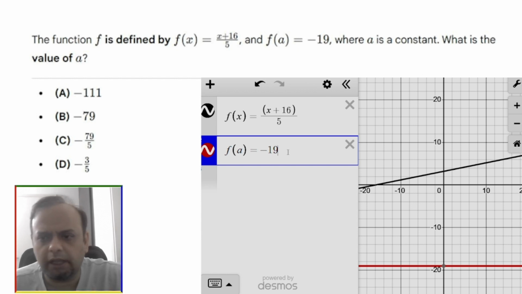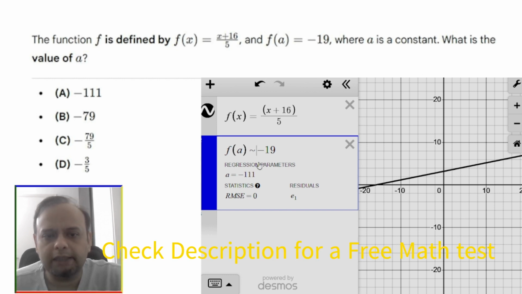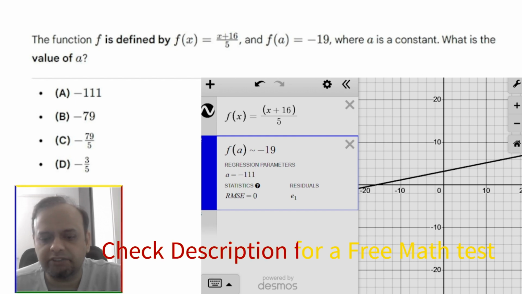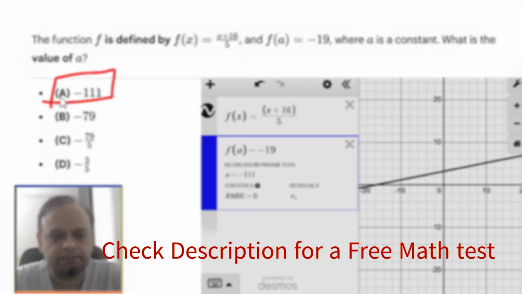Now this is somewhat helpful but does not give us the direct answer. How do we get a direct answer? Anytime you have something missing but there's a lot of information that you have already put in, you can simply replace the equal sign with a tilde. And all the math you would have otherwise done, Desmos does on your behalf and tells you, hey, the value of a needs to be negative 111. So that's it. We see that negative 111, which is option A, is our right answer.